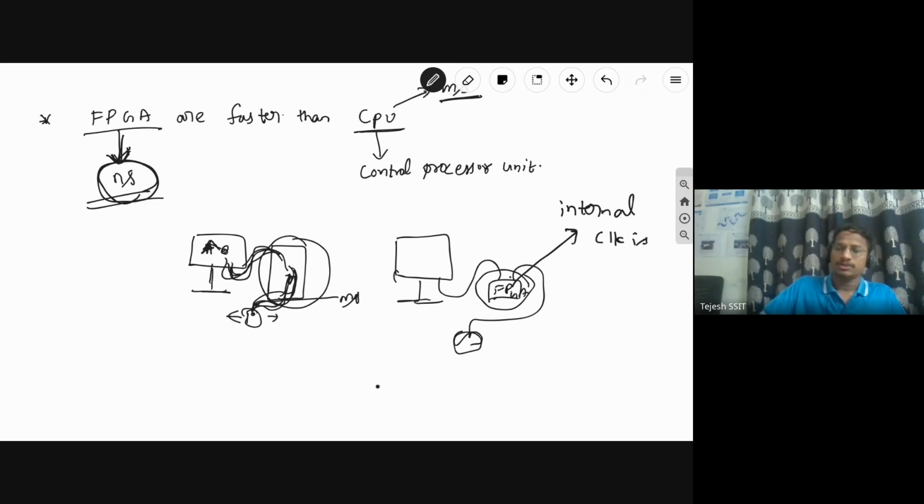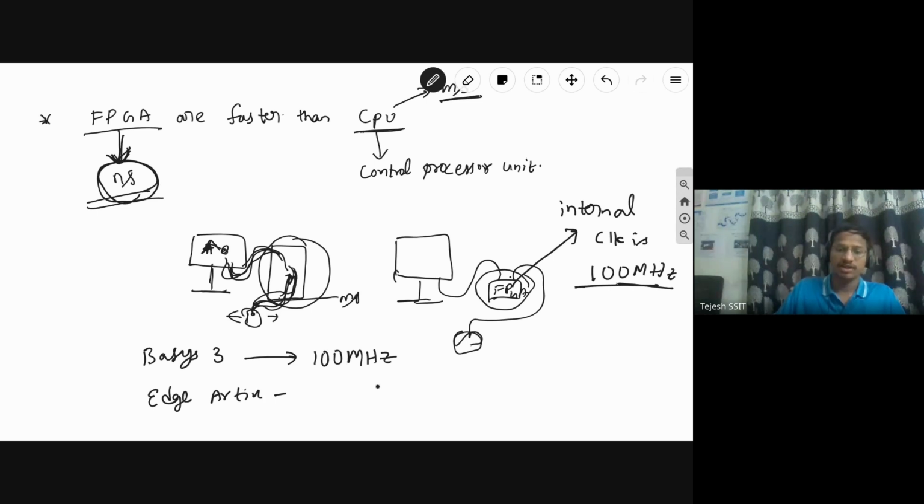Coming to my process, the internal clock speed is 100 megahertz. The internal clock values depend upon the FPGA board. For the Basys 3 board, the internal clock is 100 megahertz. For the Edge Artix-7 FPGA board, the internal clock speed is 50 megahertz. So every different FPGA board has a different internal clock.